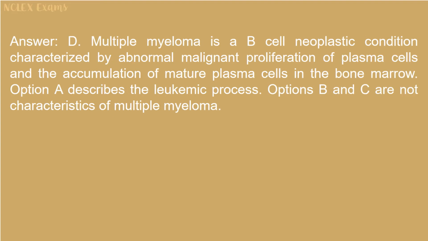Answer D. Multiple myeloma is a B-cell neoplastic condition characterized by abnormal malignant proliferation of plasma cells and the accumulation of mature plasma cells in the bone marrow. Option A describes the leukemic process. Options B and C are not characteristics of multiple myeloma.